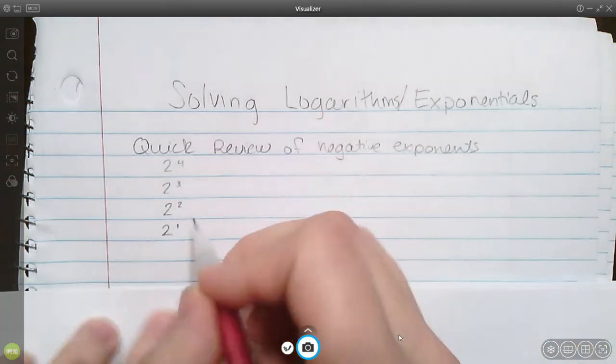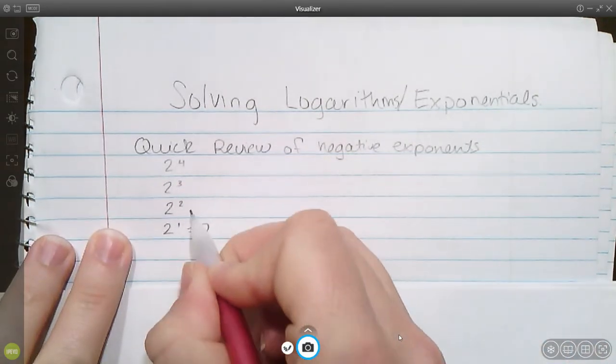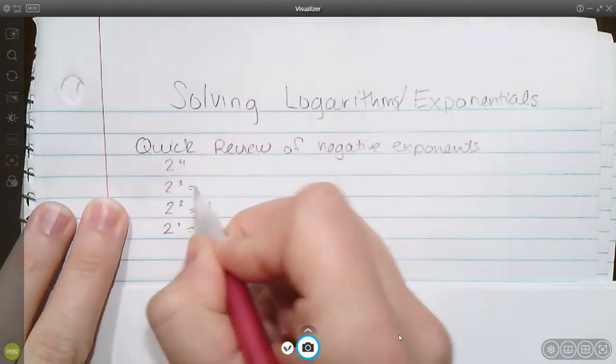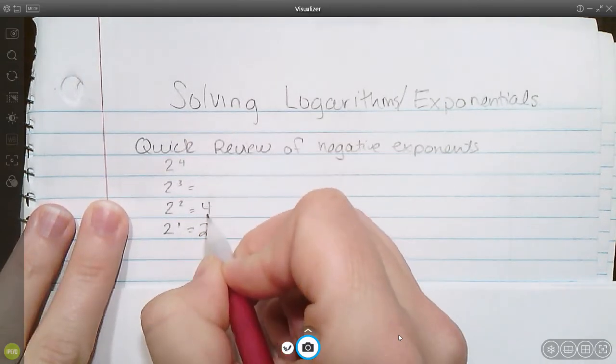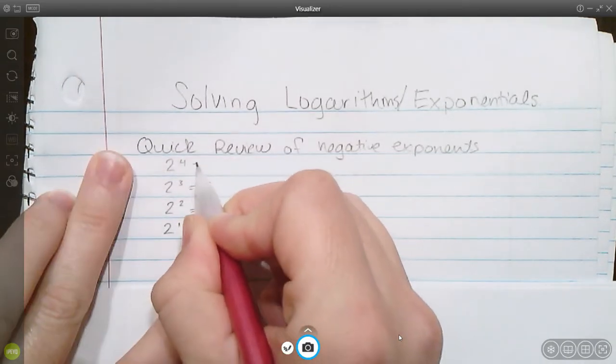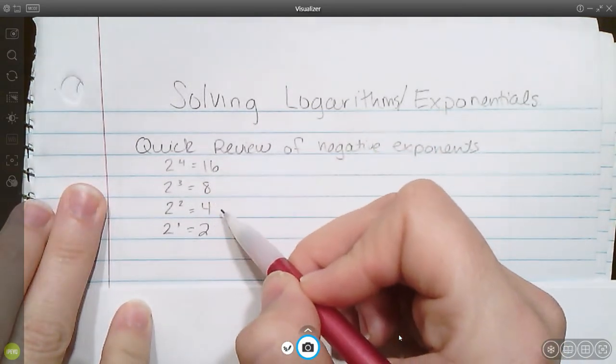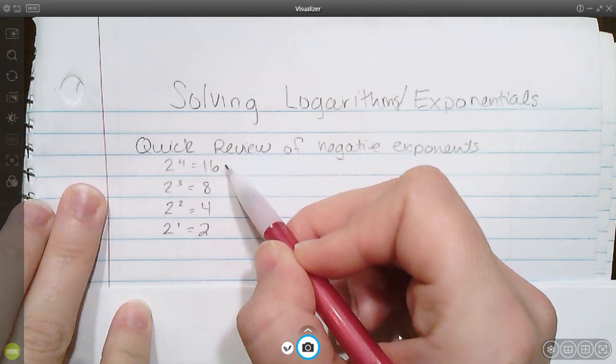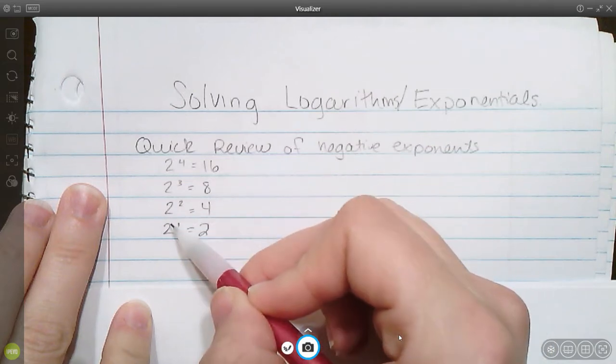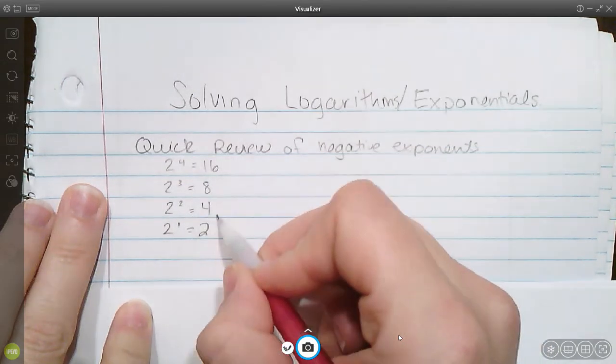Okay, so if I have 2 to the first, that's 2. 2 squared is 4. 2 to the third is 8. And then 2 to the fourth is 16. So do you agree that as I'm going up, I'm multiplying by 2 every time, which makes sense because it's 2 to the power of something.